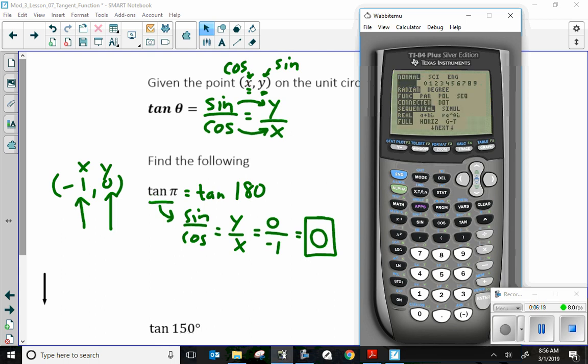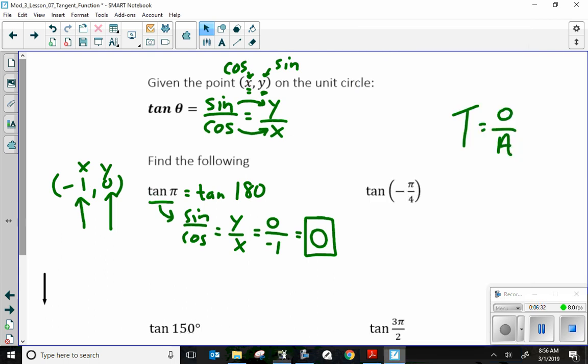All right, well, let's go to degrees. Come down here. Go to degrees. Pi is the same thing as 180. So if I do the tangent of 180, I should get the same thing because now I'm in degree mode. And I do. It's 0. All right? So let's take a look at this.